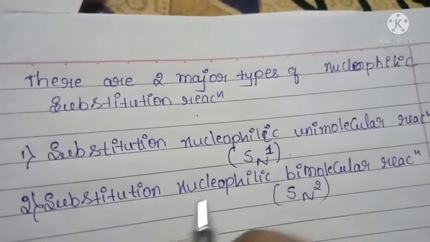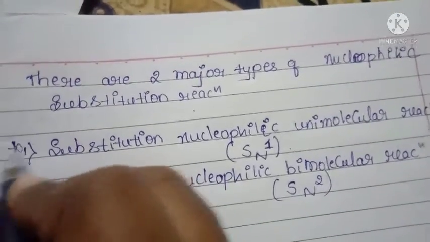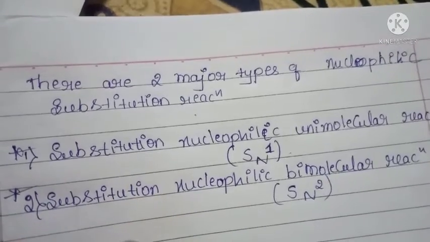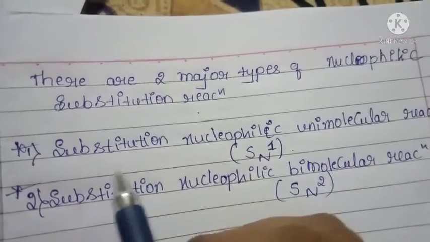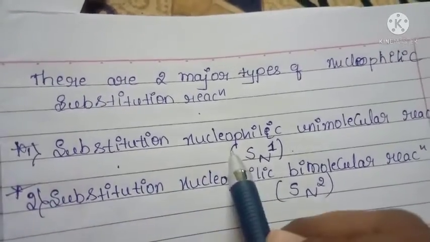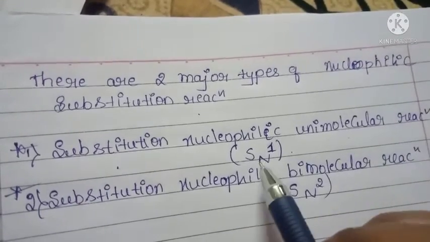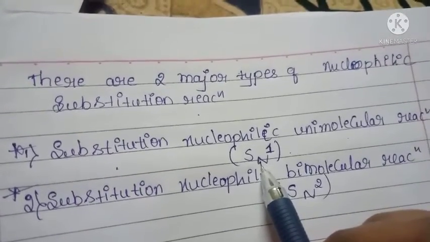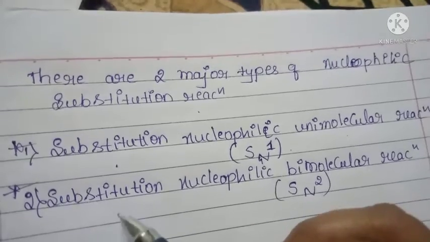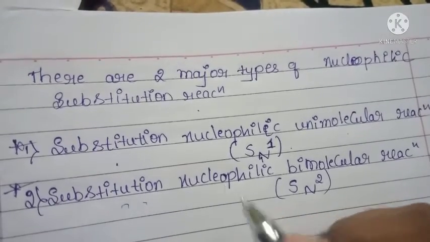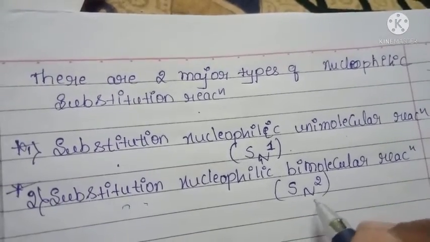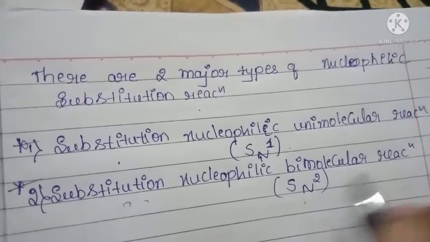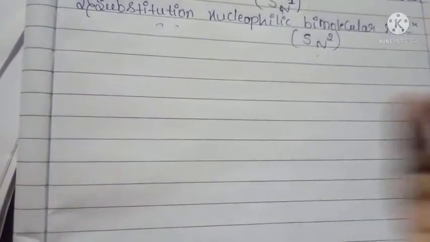You are all familiar with this, and these two reactions are very, very important. They will ask in your exams. First one is substitution nucleophilic unimolecular reaction, simply called an SN1 reaction. Second one is substitution nucleophilic bimolecular reaction, simply called an SN2 reaction. Next, now we will discuss one by one.